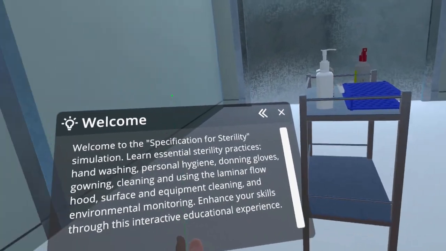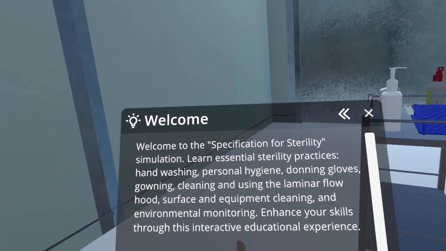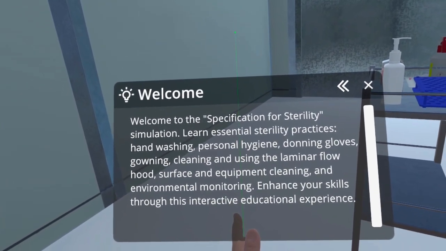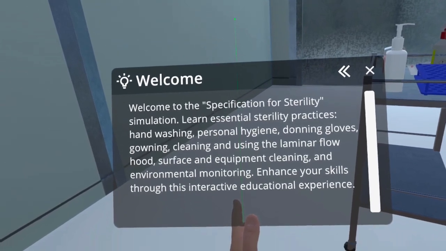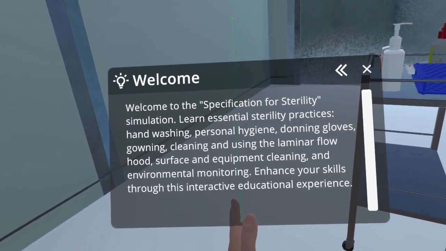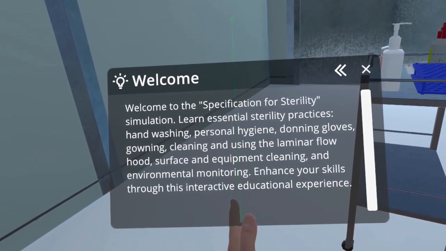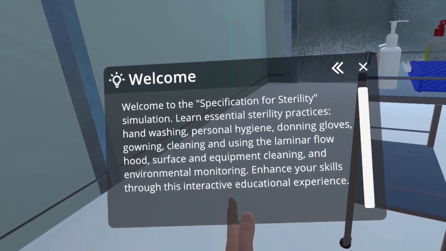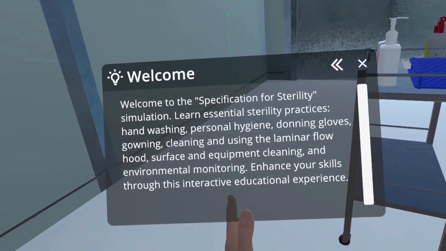Welcome to the Specification for Sterility Simulation. Learn essential sterility practices: hand washing, personal hygiene, donning gloves, gowning, cleaning and using the laminar flow hood, surface and equipment cleaning, and environmental monitoring. Enhance your skills through this interactive educational experience.